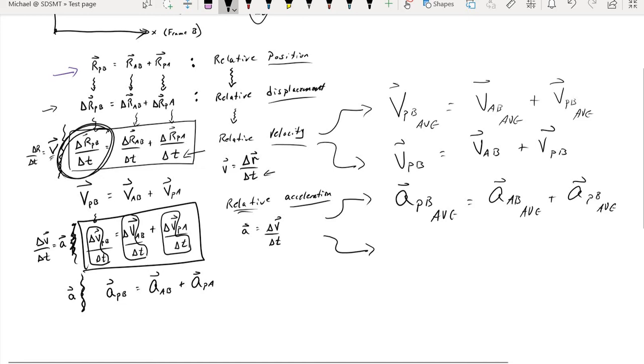But just like with the velocities, if we can shrink those time intervals down to something instantaneous, then those differential terms will come in. They will replace the deltas, and we will have an instantaneous expression.